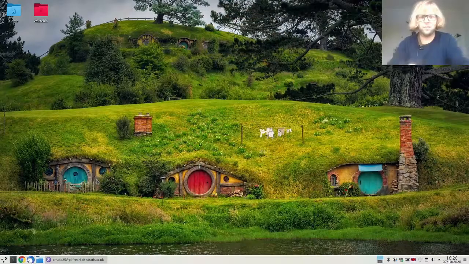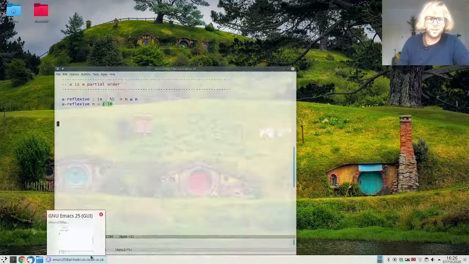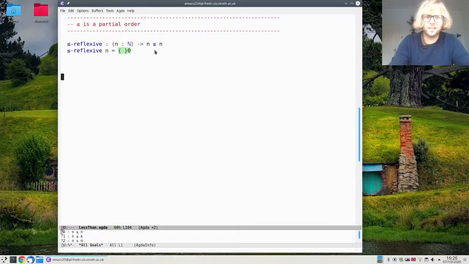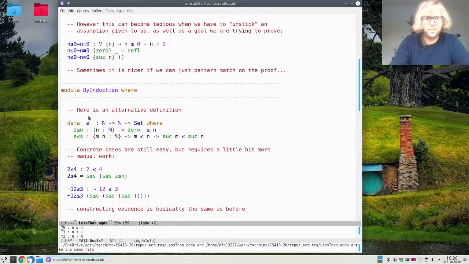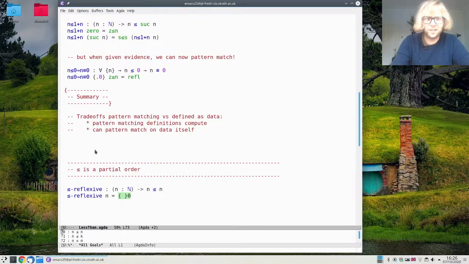Let's continue to look at how we work with data declarations for so-called inductive families. So we're looking at the less than relation, which is defined by these two constructors. And let's prove that this is actually a partial order. So it's reflexive, transitive, and antisymmetric. And we'll remind ourselves what these things mean when we get to them.